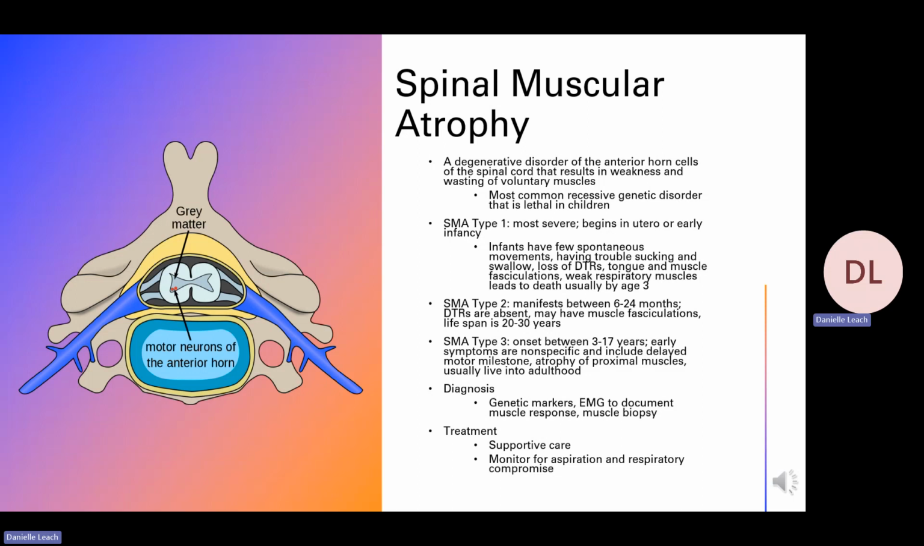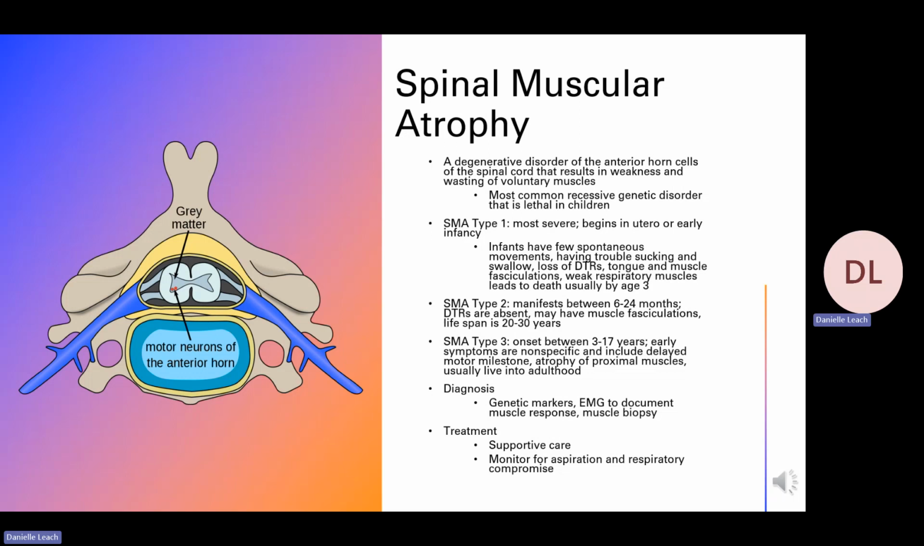To diagnose this, they could be diagnosed based on their symptoms. We can do blood tests for genetic markers. They can have an EMG, which is electromyography. Basically, they can put little needles or a probe in the muscle, and it assesses the health of the muscle and the nerve cells that control them, and also a muscle biopsy.